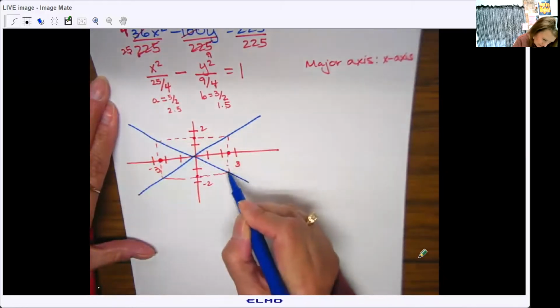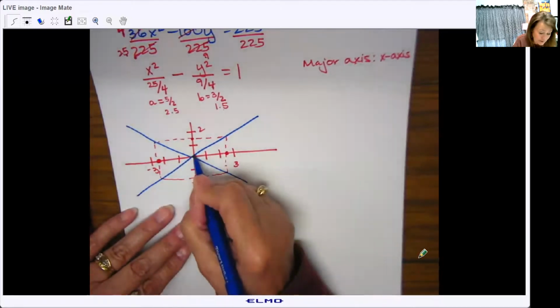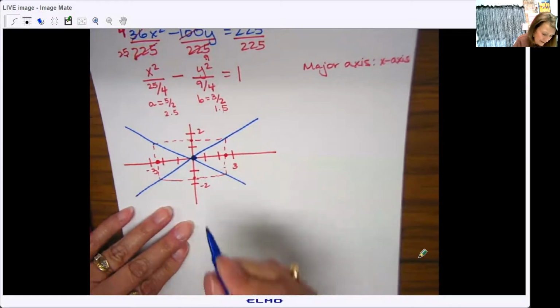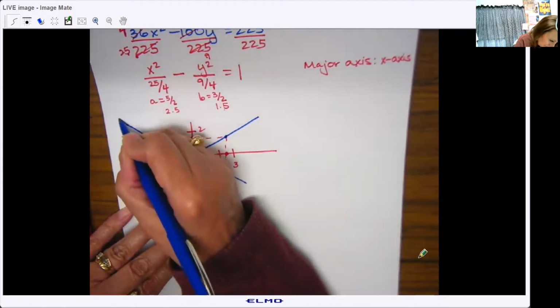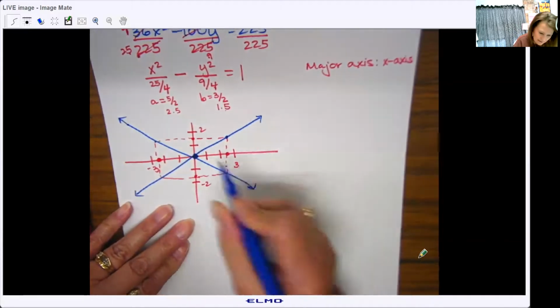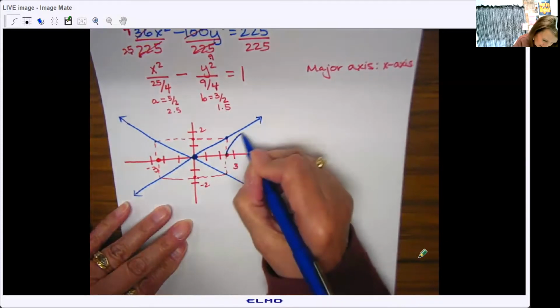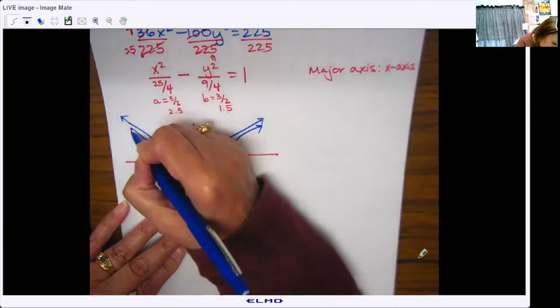Asymptotes always go through the corners of the box, or the vertices of the box, and through 0, 0. Okay, so it looks like those are our lines. And let's see, the major axis is the x-axis. So it looks like it's going to go like that. That's a pretty good sketch of it right there.